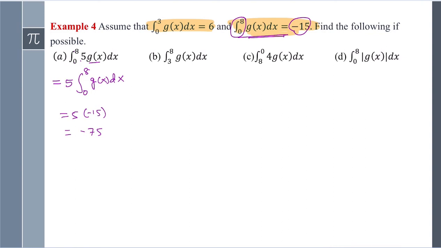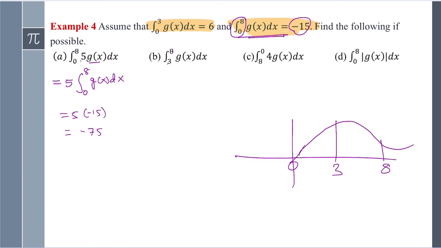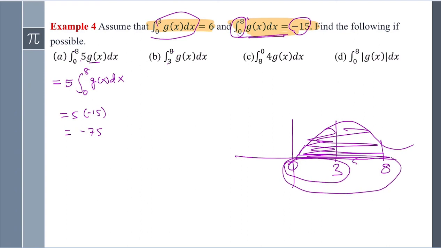Now the next one: we are asked to find the definite integral of g of x from 3 to 8. So we have the integral from 0 to 3, and we have the integral from 0 to 8. The integral from 0 to 3 gives the area from 0 to 3, and the integral from 0 to 8 gives the area from 0 to 8, the whole area. To find the area from 3 to 8, we can subtract the integral from 0 to 3 from the integral from 0 to 8. So we are taking off that part from the whole thing.